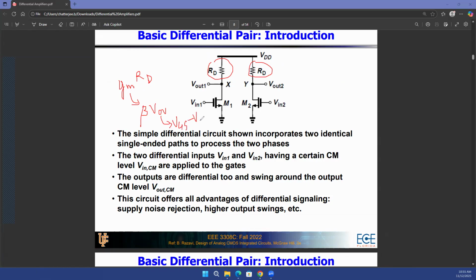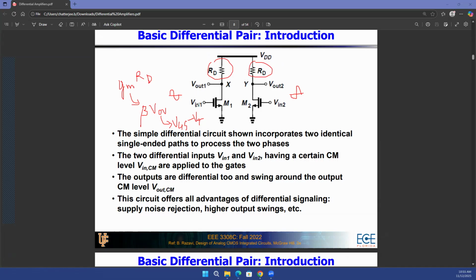So we are not even talking about any AC over here, right? V overdrive is VGS minus VT, and both of them are DC terms. So now, depending on where your common mode is, let's say I apply a signal like this on V in 1 and another signal like this on V in 2. However, how much gain you will have at the output will depend on the common mode level of your input, right? It's not a fixed number. Let's say I want a fixed gain of 10.